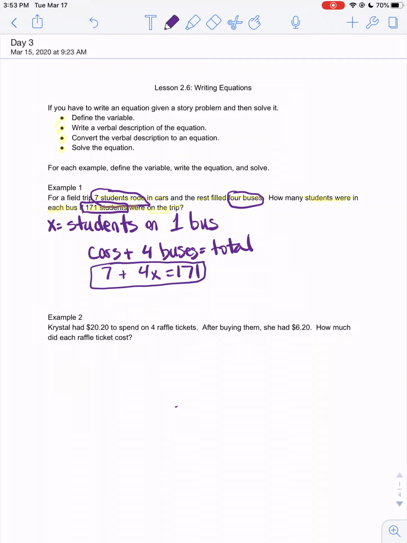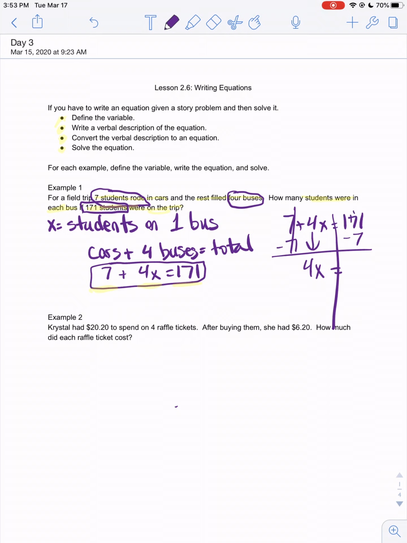This represents the 7 people in my cars plus the people in the buses giving me my total. Then I'm just going to solve this off to the side. So 7 plus 4X equals 171. Draw my line, subtract 7 on both sides. 7 minus 7 is 0. Bring down my 4X. 4X equals 171 minus 7.